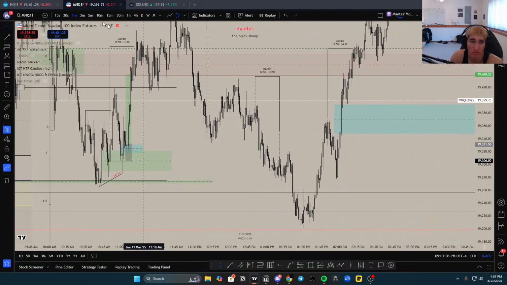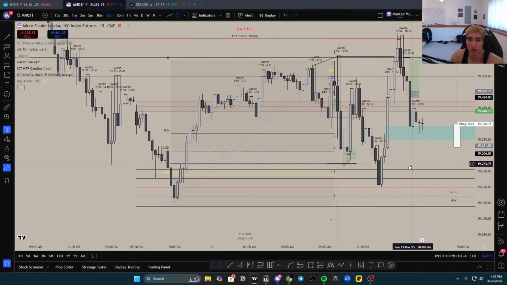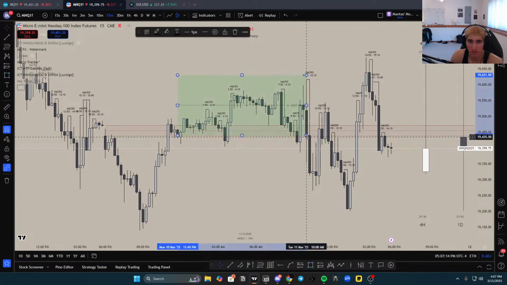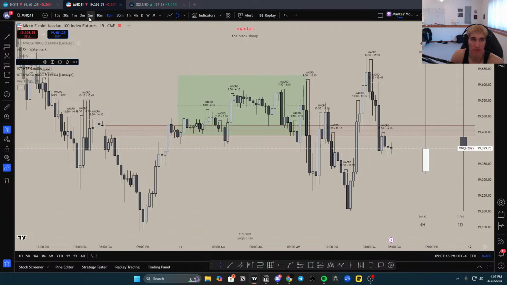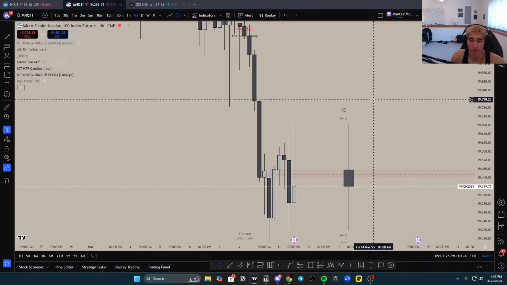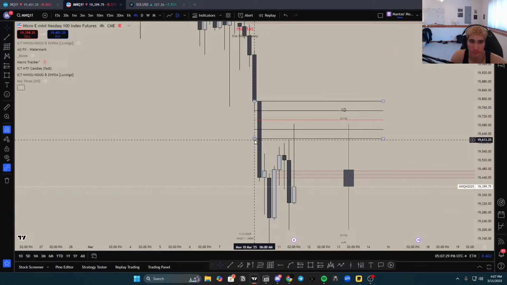But going to the 15-minute, we could see that this ended up being the market maker buy model, original accumulation right here. And then with the move lower, smart money reversal, and you could probably see this on the 5-minute, the overall structure of it, and the repricing above. And what I really want to go over is this right here. The consequent encroachment of this 4-hour SIBI was very good.